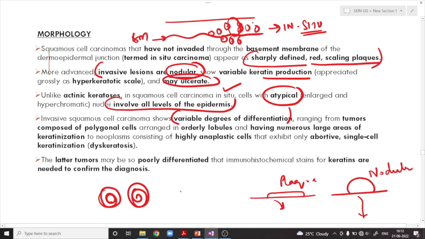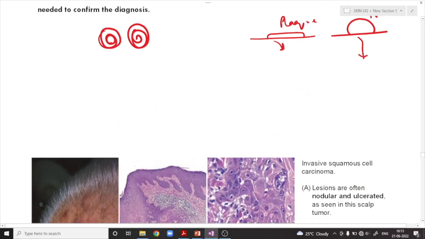Some of them might not show squamous pearls at all. They might not show keratinization at all. So they are poorly differentiated, and some of them will be in between the well and poorly differentiated. They are moderately differentiated squamous cell carcinoma. Okay, so let us see with the help of diagrams.